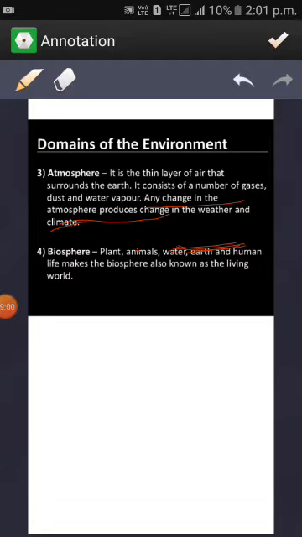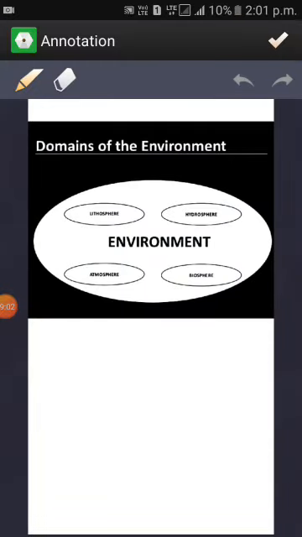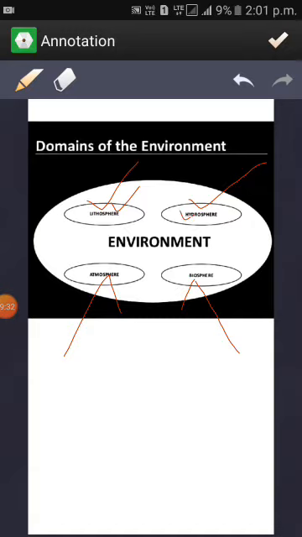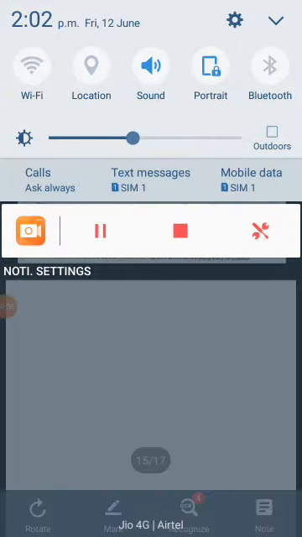This forms the biosphere. Here the domains of the earth can be understood. Environment is composed of the four domains. The domain of land is called the lithosphere. The domain of water is called the hydrosphere. The domain of air is called the atmosphere. The domain of living things is called the biosphere. The domain of living and non-living things depends upon the lithosphere, hydrosphere and atmosphere.